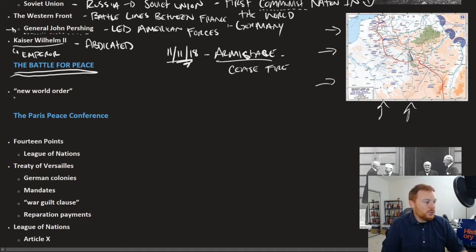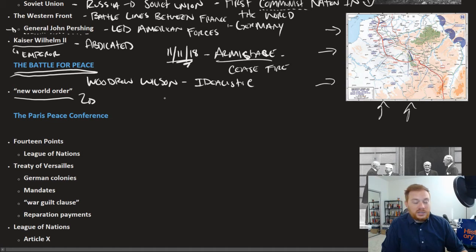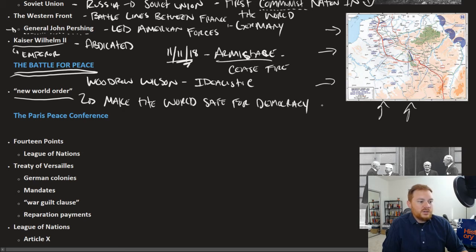What Wilson hoped for was to create a new world order. Remember, the American delegate is Woodrow Wilson. And we talked about Wilson's foreign policy in a previous chapter. He was very idealistic. He had very lofty goals. And by this new world order, essentially what Wilson wanted, and he mentioned this a number of times, was to make the world safe for democracy. All right, so what does America want after World War I is over? Well, it wants to make the world safe for democracy, for democracies to thrive.